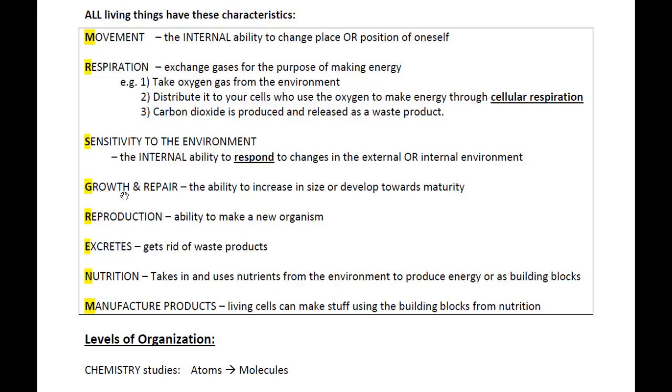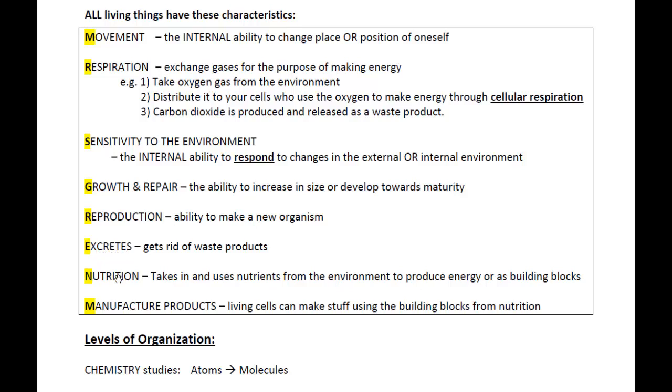Living things grow. That means the ability to either increase in size, so increase in the number of cells, or it could also be talking about developing towards maturity. By the time you become a teenager, you probably have reached your maximum height, but your cells are still developing. You're still going to go through maturity until you become an adult. With reproduction, what we mean is not just individual cells, but actually the ability to make a brand new organism. All living things come from other living things. Anytime you want to get a new cell, you have to have it come from an old cell.